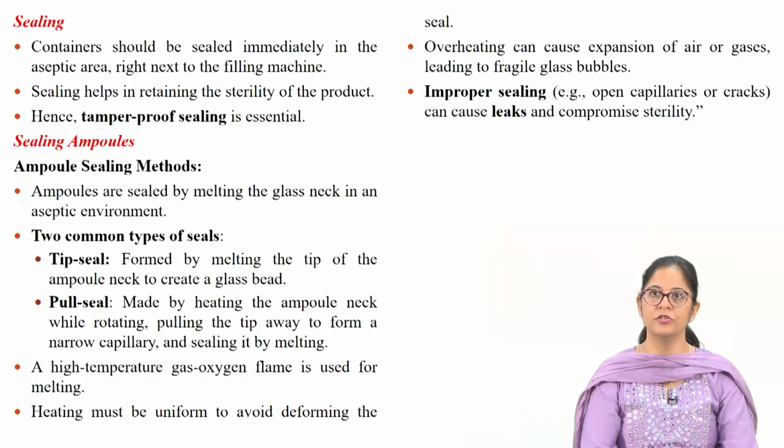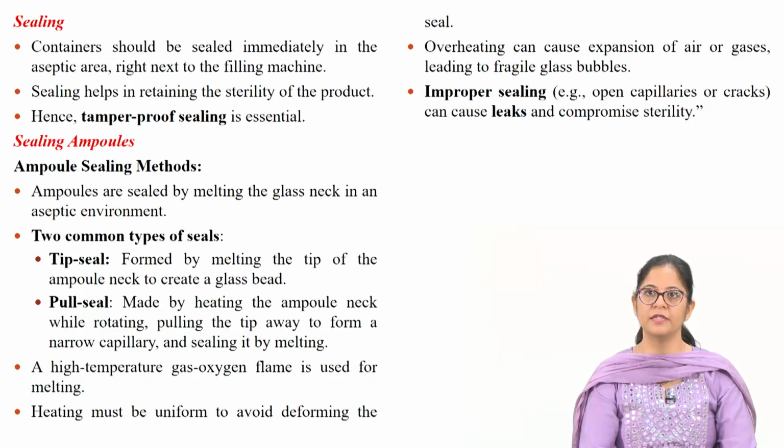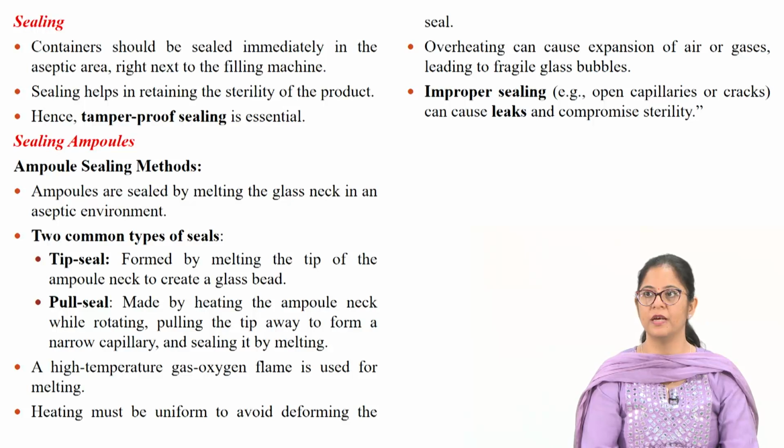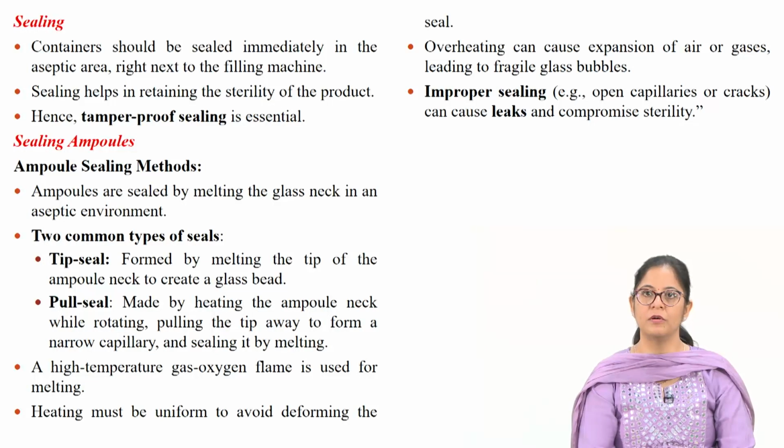Sealing. Containers should be sealed immediately in the aseptic area right next to the filling machine. Sealing helps in retaining the sterility of the product, hence tamper proof sealing is essential. Now, ampule sealing methods. Sealing of ampules is generally done by melting the glass neck in an aseptic environment. There are two common types of seal.